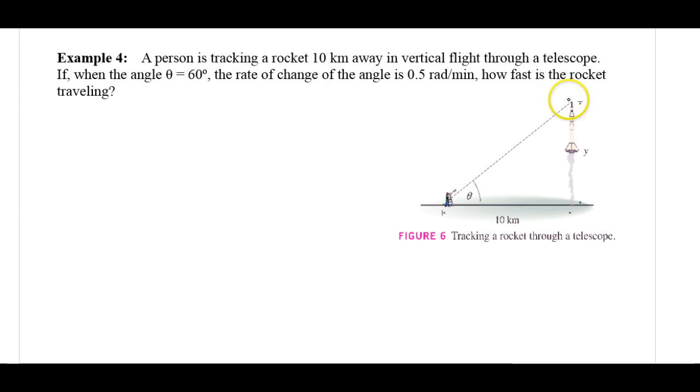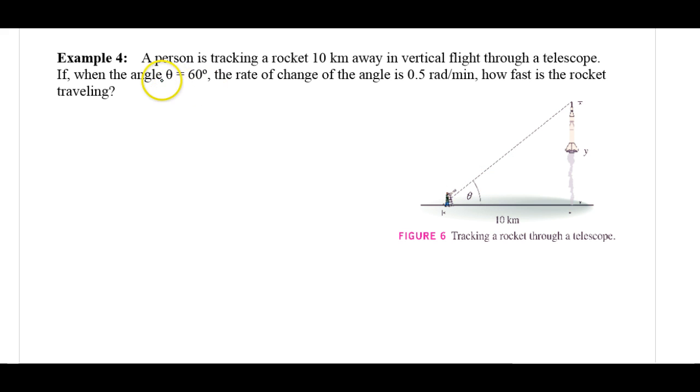All right, so this picture would come along with the information. So here's the person on the ground. They're tracking a rocket that's 10 kilometers away. So the distance from the person to where the rocket was when it was about to launch is 10 kilometers. And the rocket is in vertical flight, and so he's looking at it through this telescope.